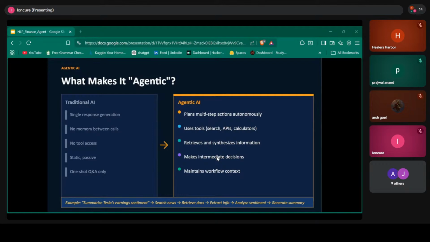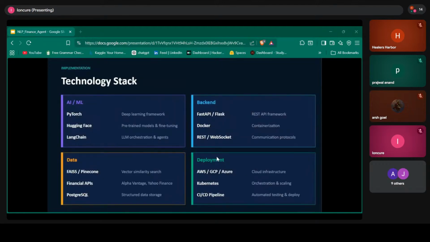To make this concrete, if you ask the agent to summarize Tesla's recent earnings sentiments, it doesn't just generate text from memory. It searches financial news sources, retrieves the most relevant documents, extracts key data points, runs sentiment analysis, and then generates a grounded summary. That's the full pipeline, and it's what makes this genuinely useful in a professional research context.